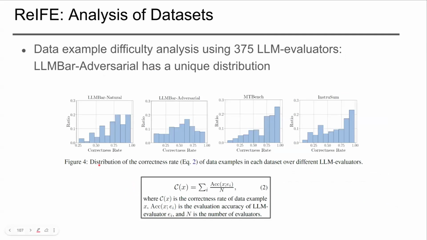And here we looked at the data set, the difficulty of the data set, basically, difficulty of instances. And here is how many of the models get that instance correct. And usually there's an upward trend, that most of the models get a lot of instances correct, with the exception of this data set, LLM bar adversarial. And this was built in an adversarial way, where they chose examples that the models were wrong on. So here it's kind of expected that it has a different behavior.